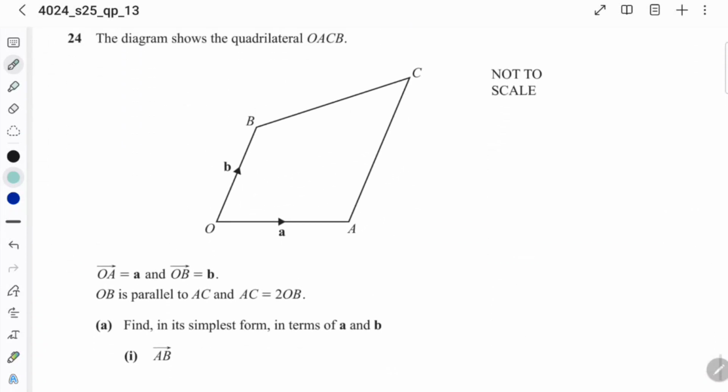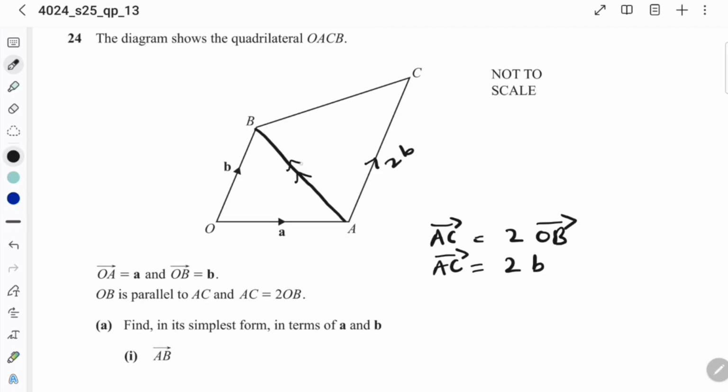This is a vectors question. So OA is equals to a, OB is equals to b, and OB is parallel to AC. Okay, and then AC is 2 OB, and OB is b. So it means that AC is 2b. All right. Now, after that, they are asking you to find, in simplest form, in terms of a and b, AB. So A to B is required. Okay, A to B is equals to AO plus OB.